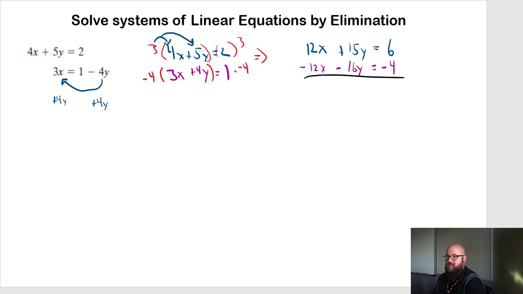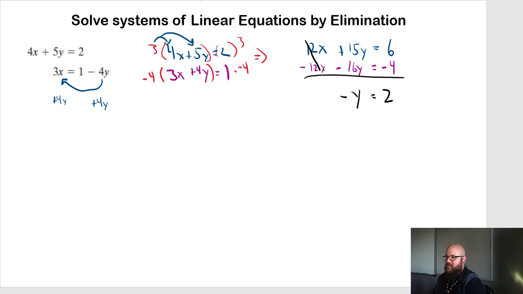Now we can simply add those 12x's and get rid of those guys. As you can see, these guys will go away. And then we're left with negative 16y and a plus 15y, so you have positive 15 minus 16, and you're left with a negative y. And then that is going to leave you with 6 minus 4, which is a 2.